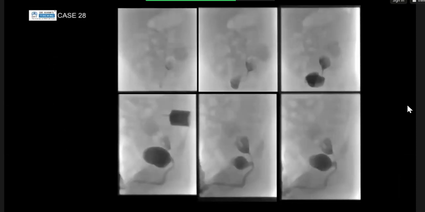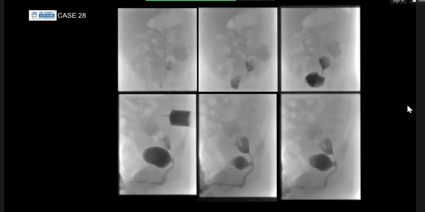Okay, this is your next case. This is an MCUG. So this child has an anorectal malformation. That's their past history. This is an MCUG image of a patient with an anorectal malformation. I see that the contrast is filling within the urinary bladder. There are no abnormalities of the bladder.